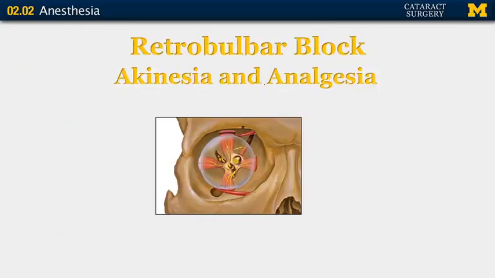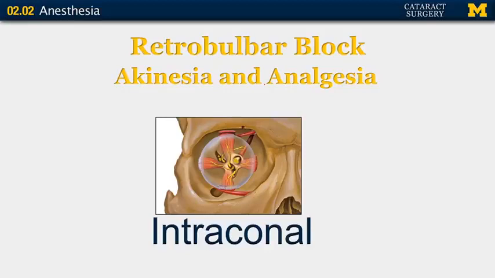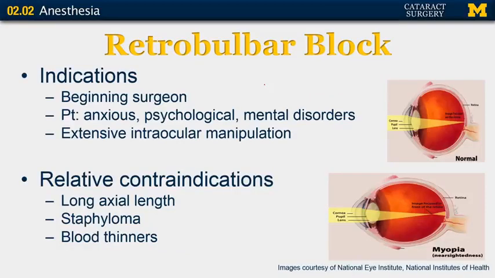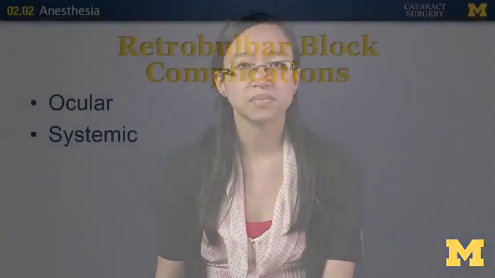retrobulbar block. As I mentioned previously, this is placed in the intraconal space. The indications for using retrobulbar block include if you are a beginning surgeon, patients who are anxious or have psychological and mental disorders, or if you anticipate extensive intraocular manipulation. Relative contraindications include patients with long axial length, a staphyloma, which is a thinning or protrusion of the sclera, and patients on blood thinners. Although studies do not show that blood thinners increase the risk of bleeding, when a bleed occurs, it is usually more severe.